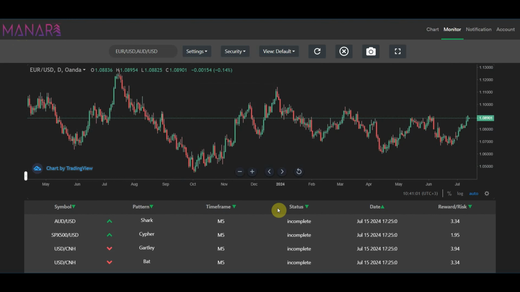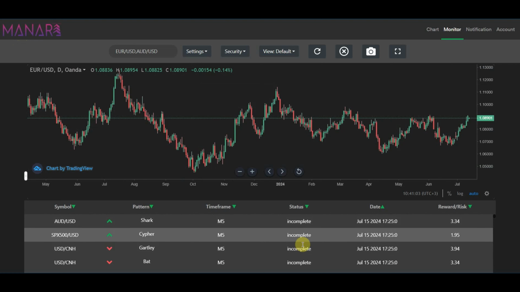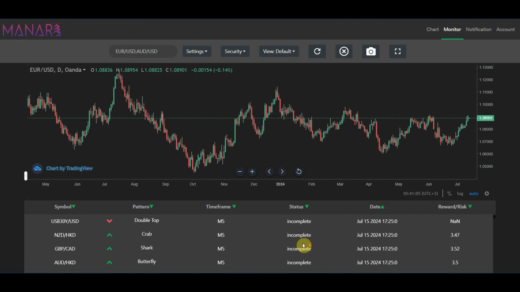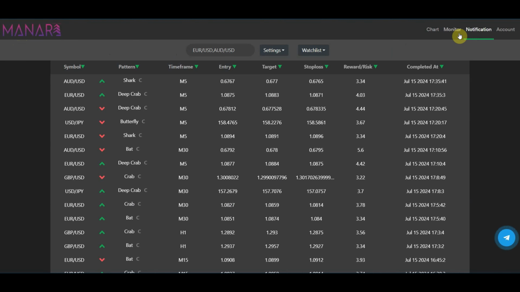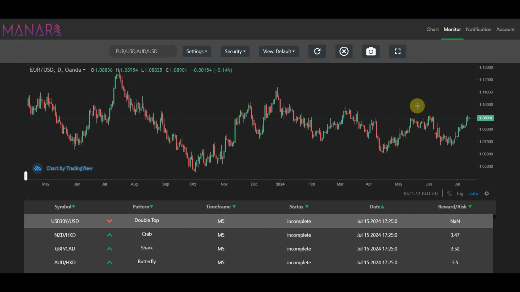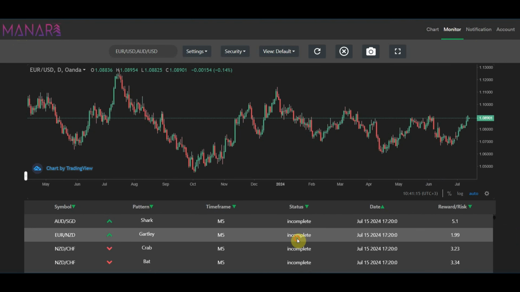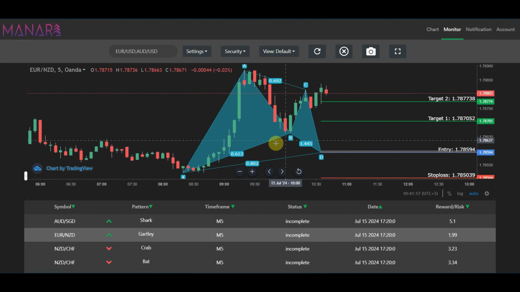Now we're going to be having a look at some patterns that are incomplete and complete, just seeing what's actually happened previously. So rather than looking at the notification tab to see what's happening right now, we're just going to go back through some previous trades and investigate what actually happened.